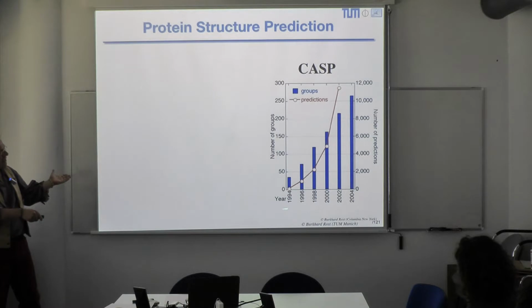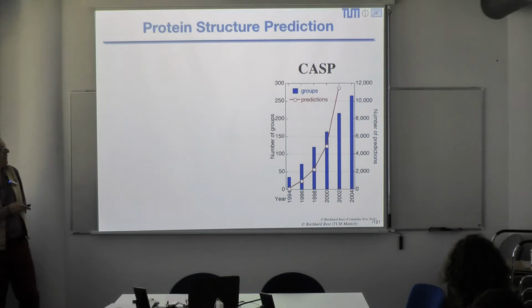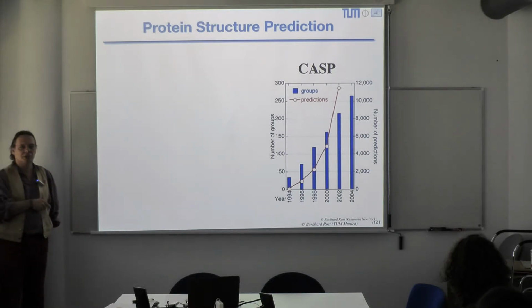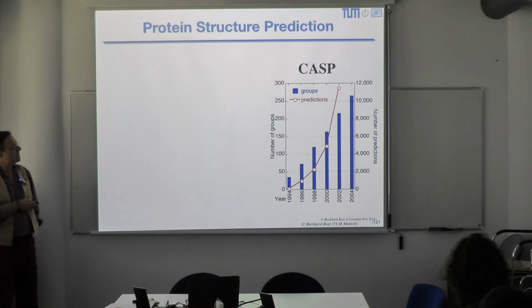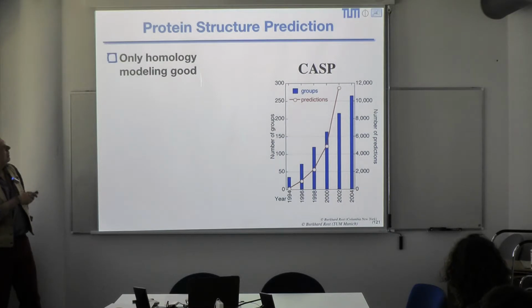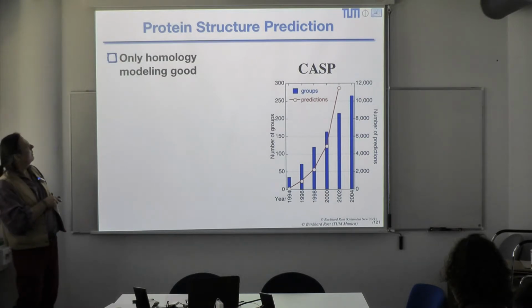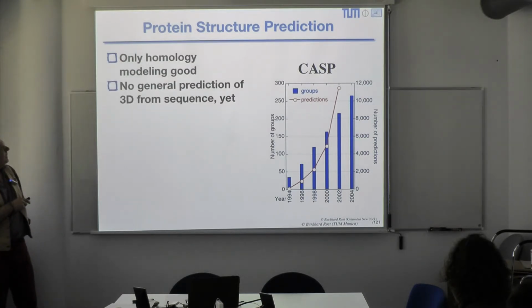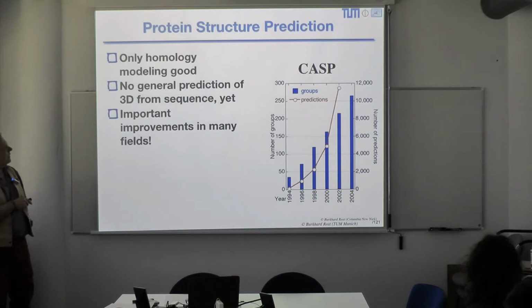So that's the first CASP, 1, 2, 3, 4, every 2 years, started in '94, that brings us to 10 today. The number of groups and the number of predictions shoots up over the first 10 years of CASP, so over the first 5 CASPs. And again, what we really can do is comparative modeling. At the point that I made that slide, I still called it homology modeling. But there again is no general prediction of 3D structure.